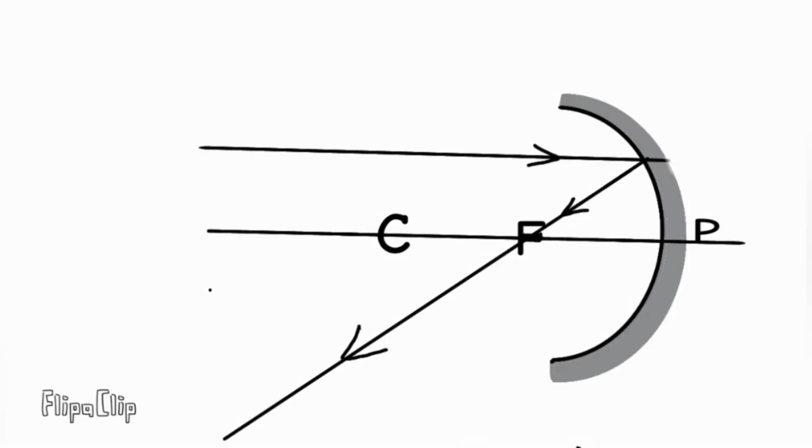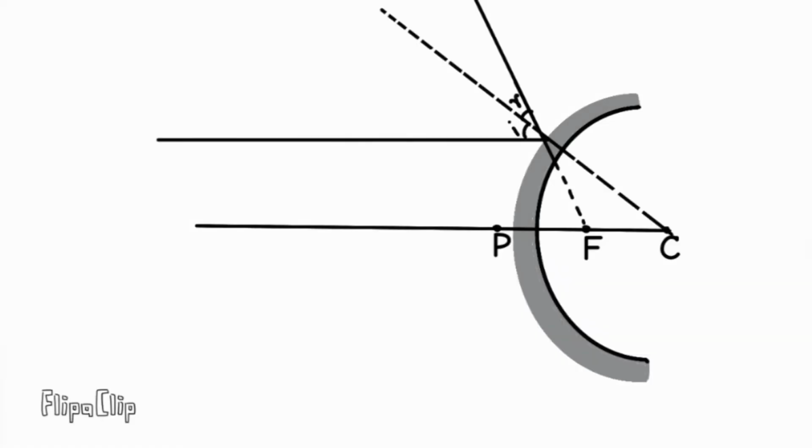Now let's start the representation of image formation by spherical mirrors using ray diagrams. There are certain rules for obtaining images in concave mirrors and convex mirrors. Let's see the image formation rule for the concave mirror first. As you can see in the diagram, a ray of light which is parallel to the principal axis of a concave mirror passes through its focus after reflection from the mirror. So the first rule is that a ray which is parallel to the principal axis always passes through the focus after reflection from the mirror.